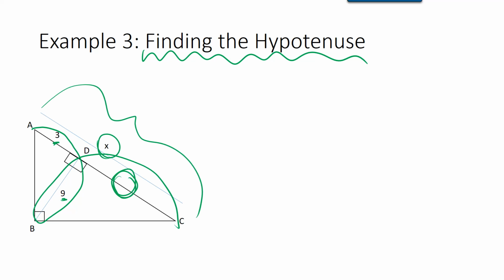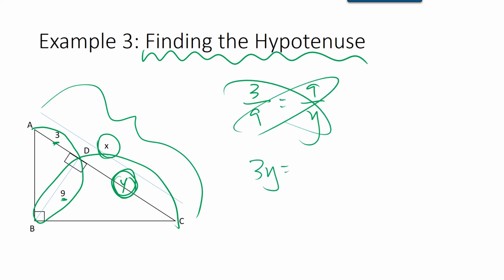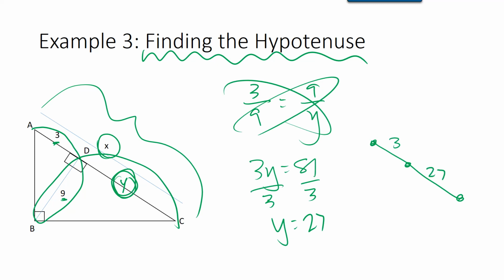So what I'm going to do is add myself a variable here. I'm going to add a y, and I'm going to solve it just like I did example 2. 3 over 9 equals 9 over y. Okay, and I added that variable in. I'm going to cross multiply. 3y equals 81. Divide by 3, so y is 27. Okay, so now if I'm looking here, I know that this part is 3 and this part is 27, and I want the whole thing. So what would I do? Add them together. 3 plus 27 is 30.